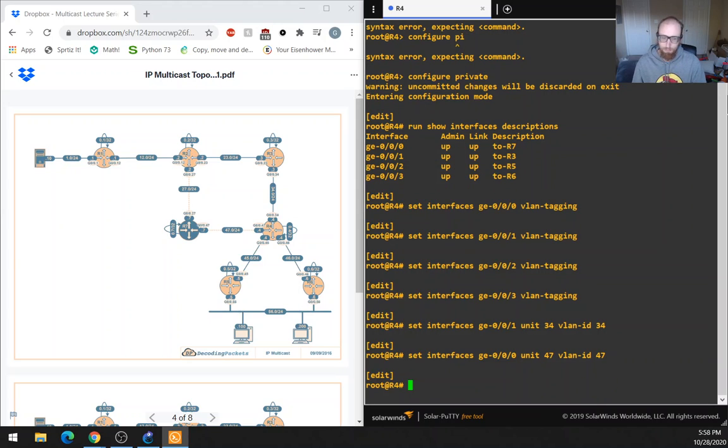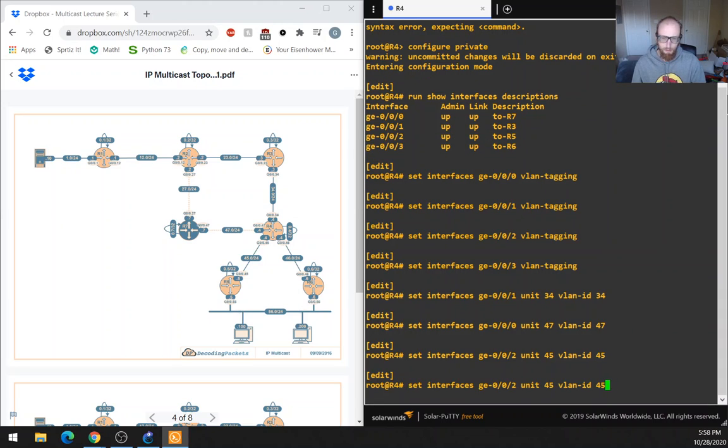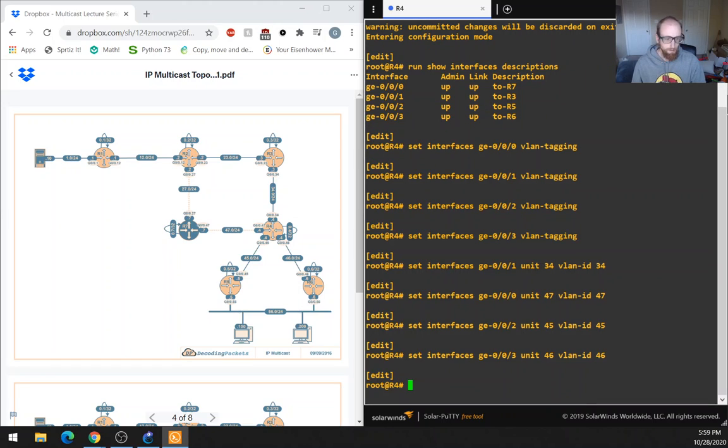Then we've got it to router 5, which is going to be 2. Unit 45, VLAN ID 45. Okay, and then we've got to router 6, which is 3, unit 46 to unit 46. Alright, looks good to me.